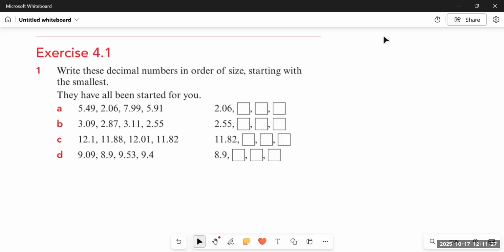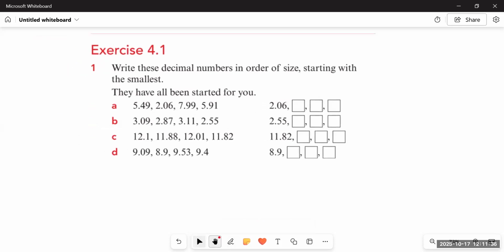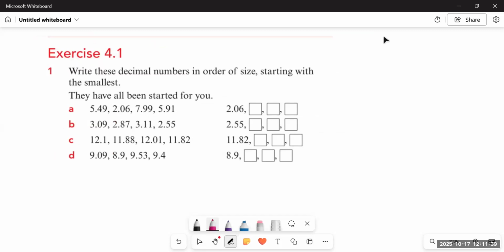to solve. Now we are provided with certain decimals in each group, and we have to write down these decimals in order of size, starting with the smallest. Always remember, students, that the rules for decimals is not exactly the same as the rules for whole numbers. For whole numbers, if the numbers are like 549, 206, 799, 591, we will simply count the number of digits, and then according to their size, according to their first digit, we will decide that which one would be greater and which one would be smaller.